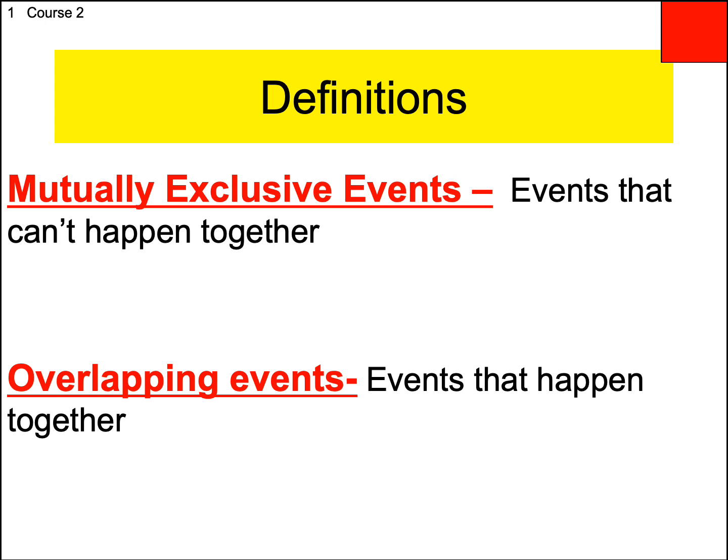Sometimes mutually exclusive events are also called non-overlapping events. So make sure you're comfortable with both of that. So we got 2 types, mutually exclusive and overlapping. And just remember what I just said. Mutually exclusive occasionally are called non-overlapping events. I like mutually exclusive and overlapping. And that's what our book uses, by the way.